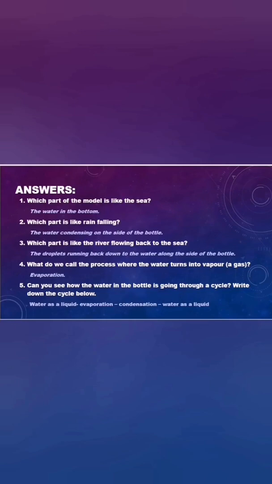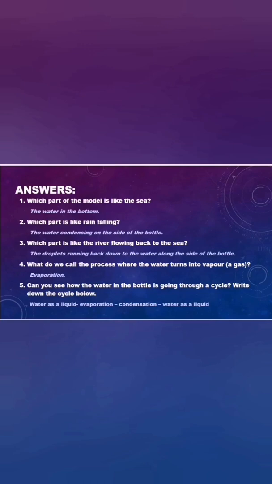Let's quickly mark them. The correct answer for question number 1 is the water in the bottom. And then which part is like the rain falling? The water condensing on the side of the bottle. For question number 3, which part is like a river flowing back into the sea? The droplets running back down the water along the side of the bottle is the correct answer.